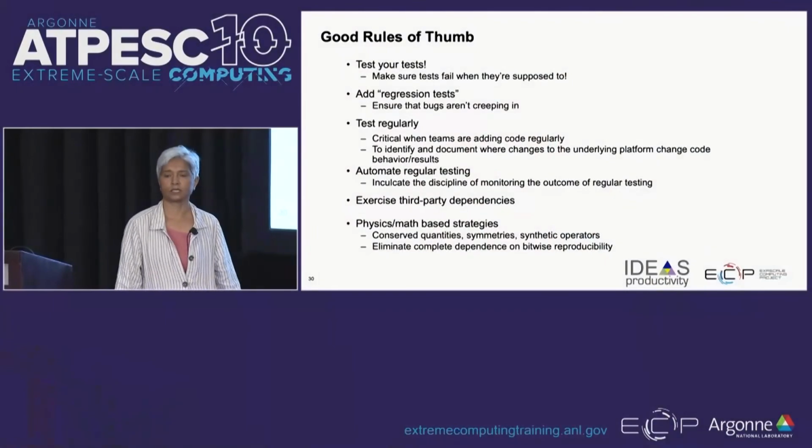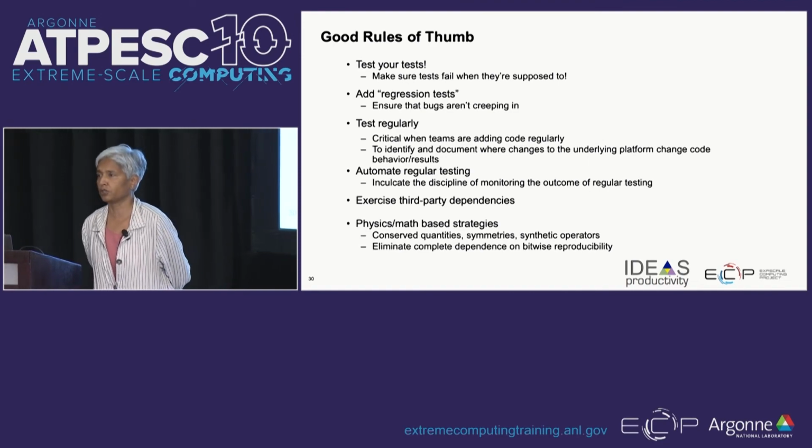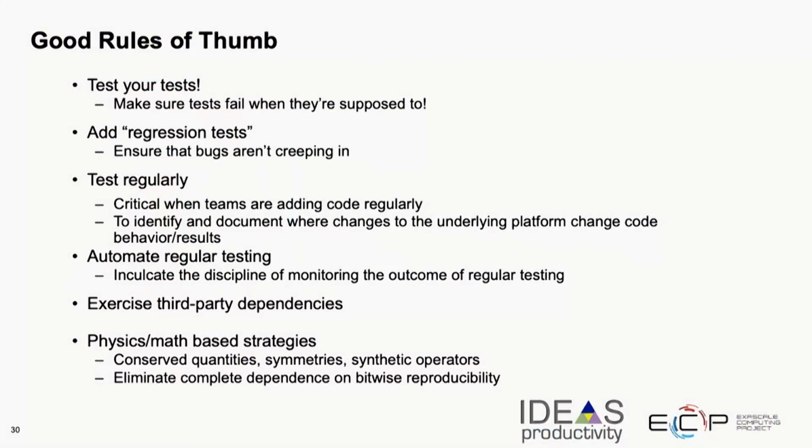I should hurry up. So some other good rules of thumb: you should test your tests, which means that they fail when they are supposed to. You should have regression tests to ensure that bugs are not creeping in. You should be testing regularly, because if you are not testing regularly and a lot of development is going on, then there is no purpose to having tests. The whole purpose of testing is to catch an introduced defect as early as possible, and that can only happen when you are running regularly.